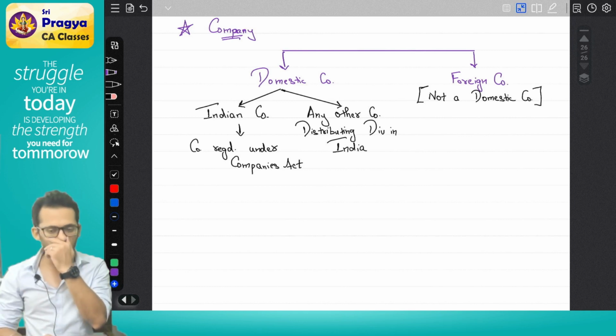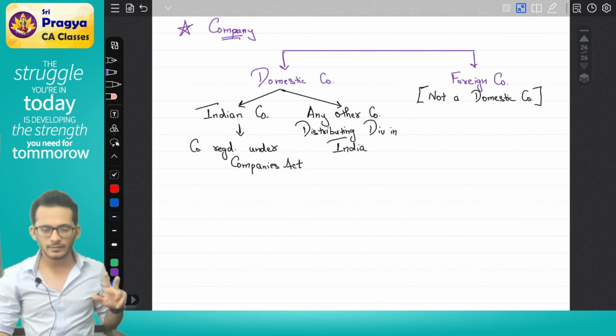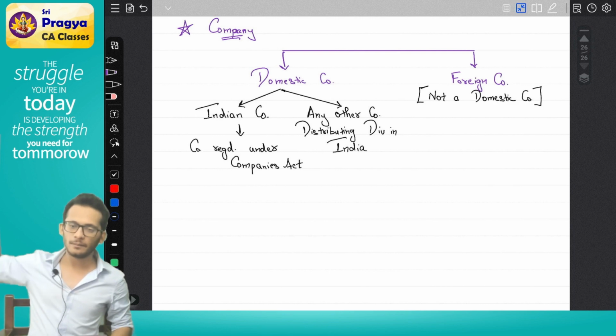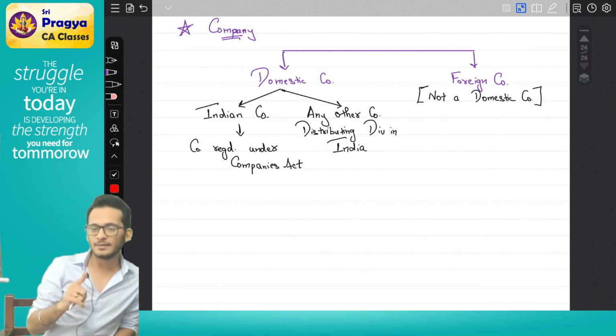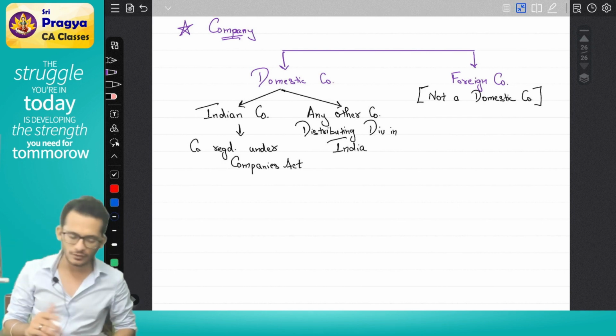What are the types of company, people? You have two types of companies: domestic company and foreign company. A foreign company is a company which is not a domestic company. A domestic company is an Indian company and a company distributing dividends in India. If you are an Indian company, it means you are a company registered under the Companies Act. Now, please understand, I am telling in simple words, company under the Companies Act. The definition also has some more companies.